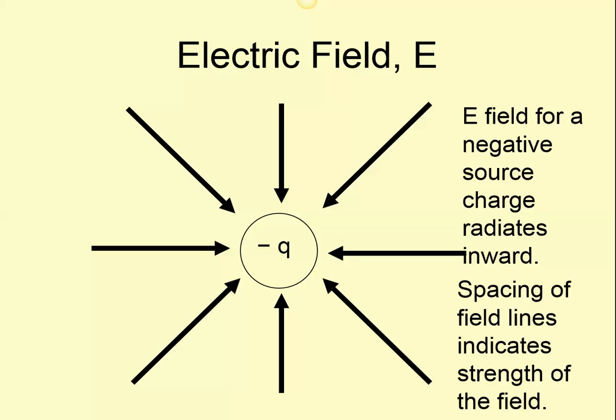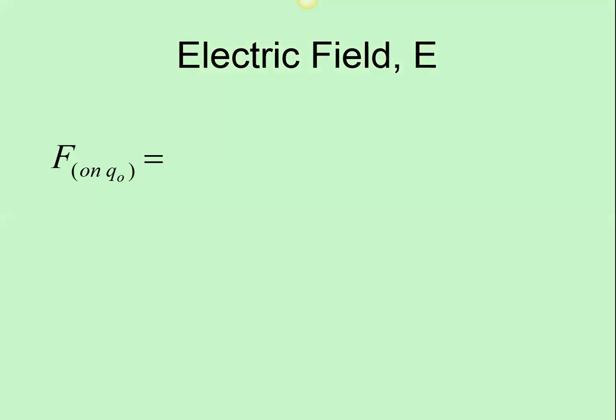Recall also that the spacing of our field lines indicates the field strength. The more closely packed together they are, the stronger the field. The stronger the field, the larger the force it exerts in that area. The farther the lines are spread apart, the weaker the field. The weaker the field, the weaker the force, the smaller the force it exerts in that area.